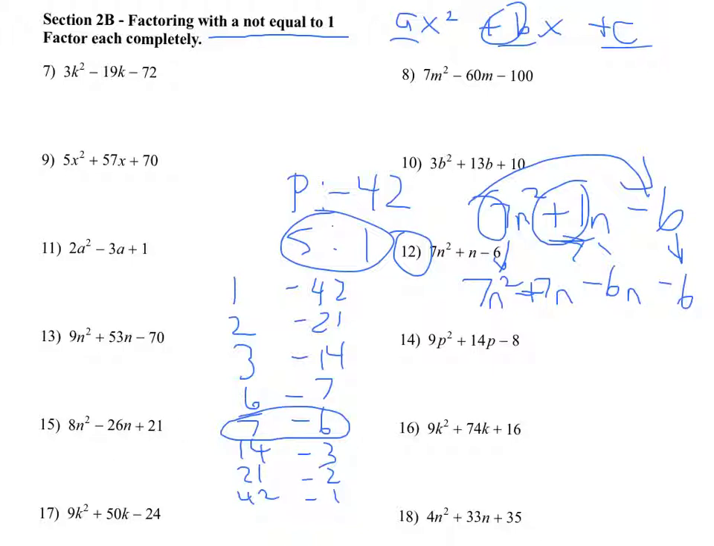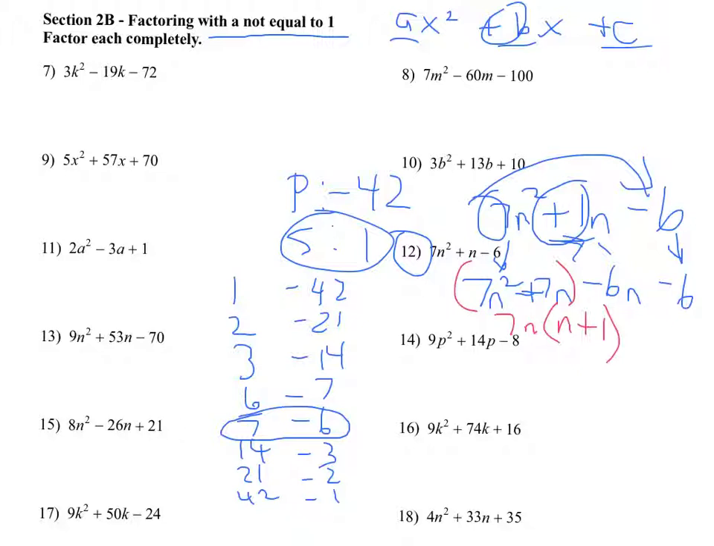I'll go ahead and change colors here. I'm going to group these first two together. I can take out 7n. If I take 7n out of 7n squared, I'm left with n. If I take 7n out of 7n, you have to fill that spot with a 1. Very important, because it's the opposite of the distributive property.